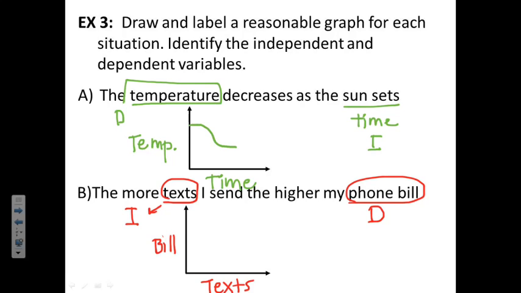You probably have an initial amount that you have to pay, so I'm going to start a little higher instead of at the origin here. We'll start higher, and the number of texts or your phone bill will increase as your texts increase. Hopefully it's linear and not exponential.